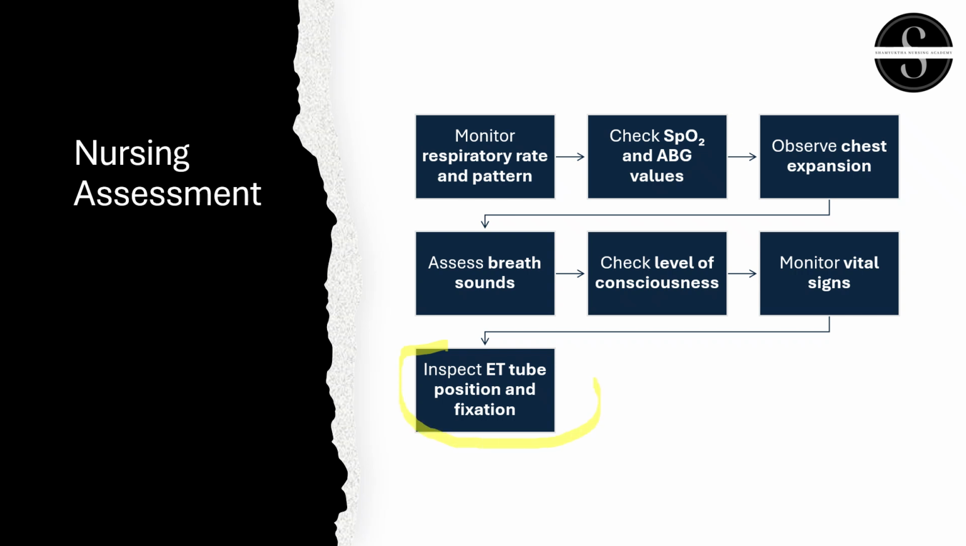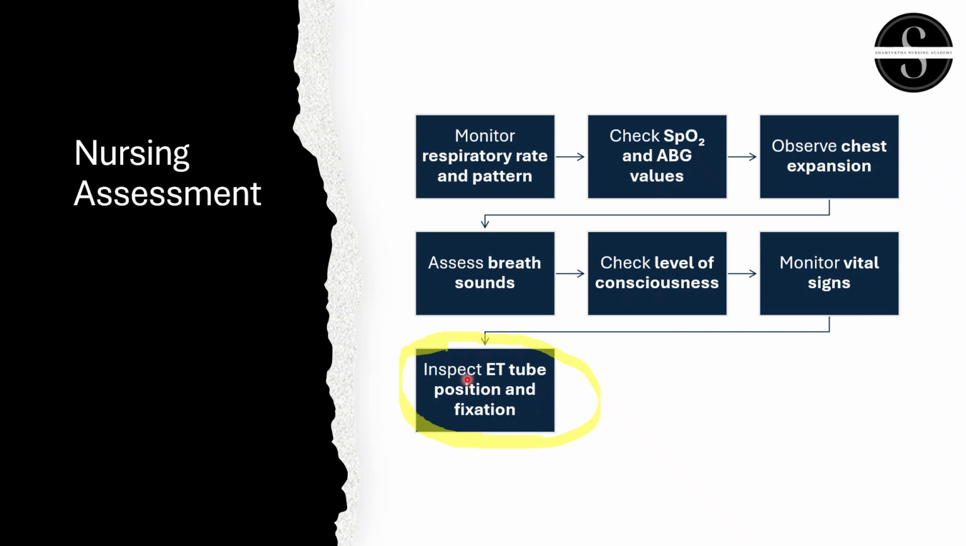We have to inspect the ET tube for its position and fixation. We also have to check the pressure available in the bulb, and often check whether the bulb is inflated or not. When you do suctioning, before or after, you have to check whether the position is right and the bulb is properly inflated in order to prevent accidental ET tube removal.